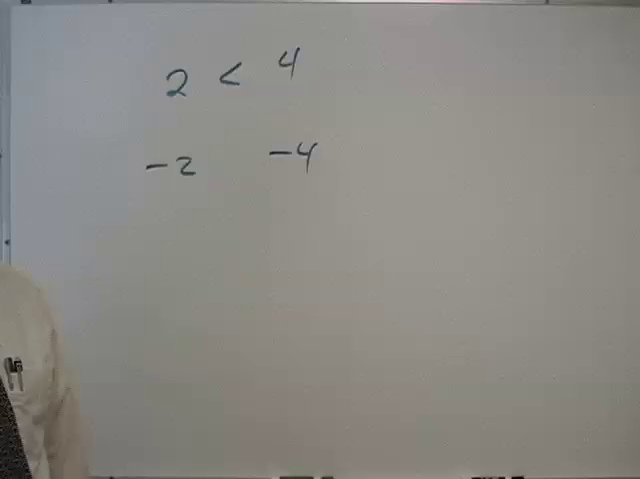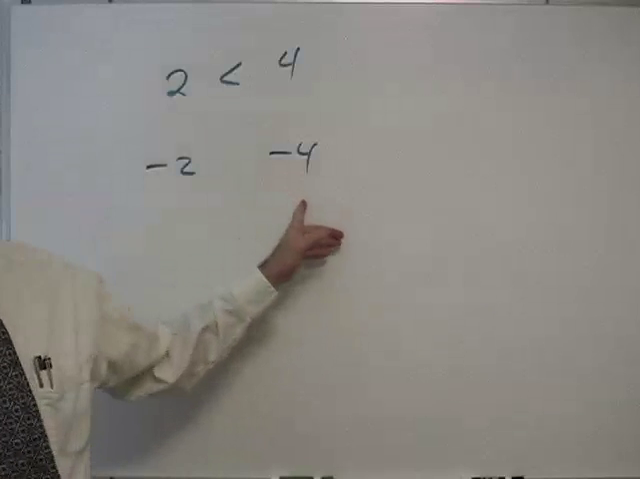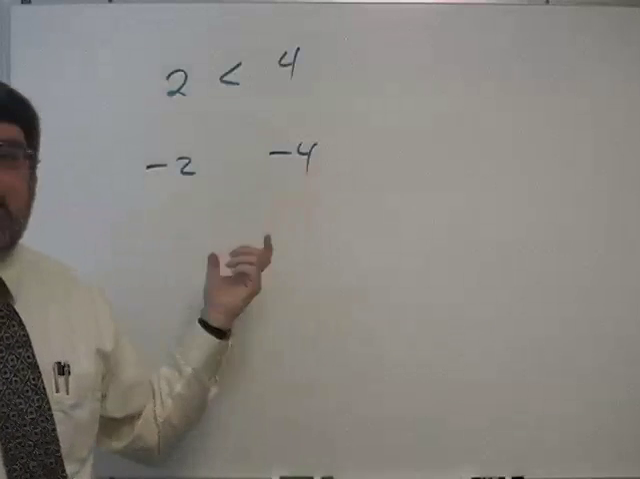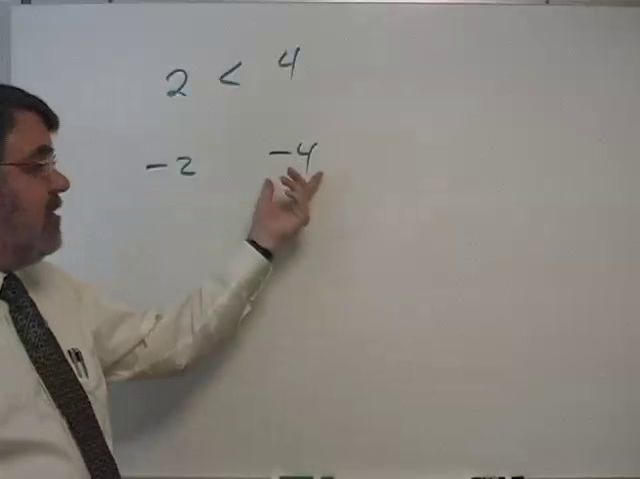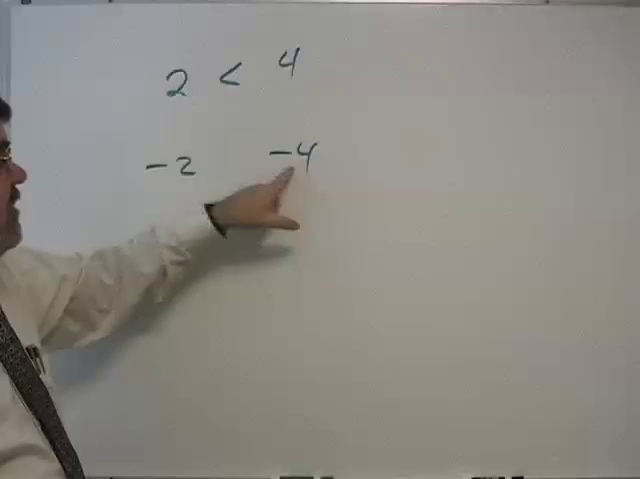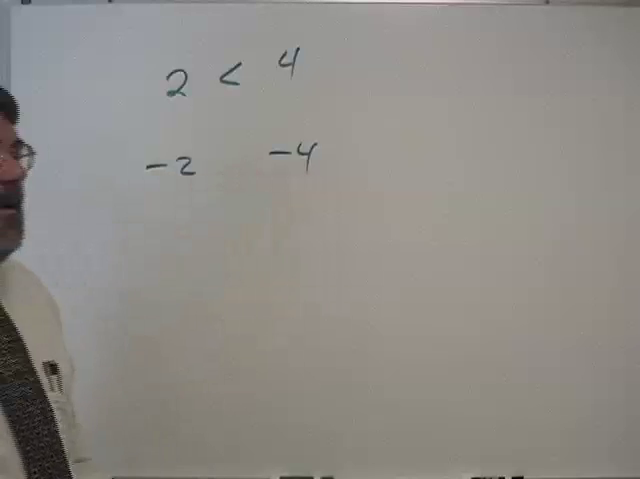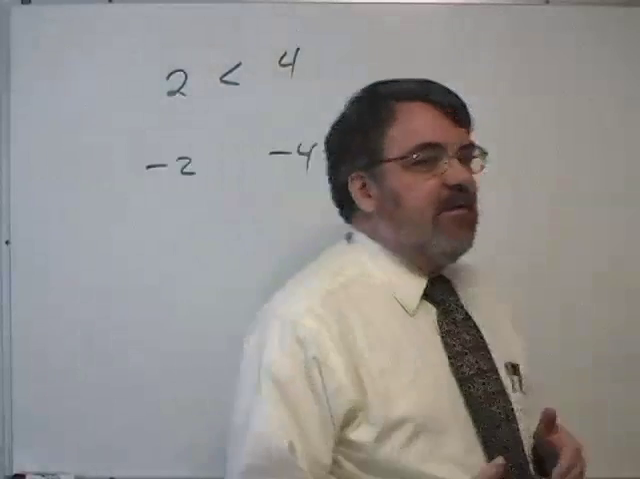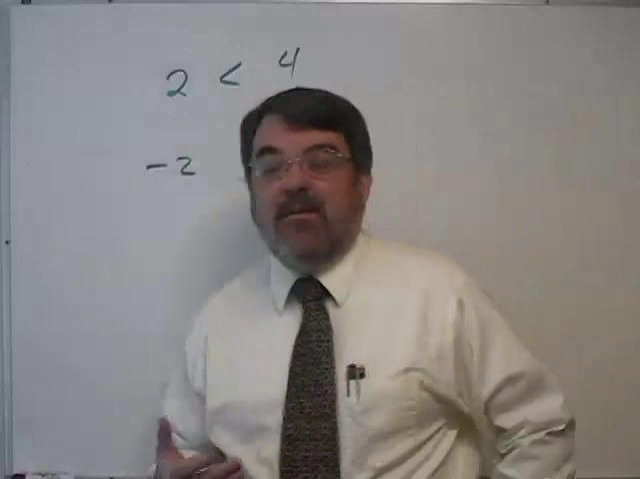I also like to point out, but wait a minute, isn't -4 a bigger looking number than -2? 4 is greater than 2. Why isn't this number greater than that number? And so, how do you resolve those objections?